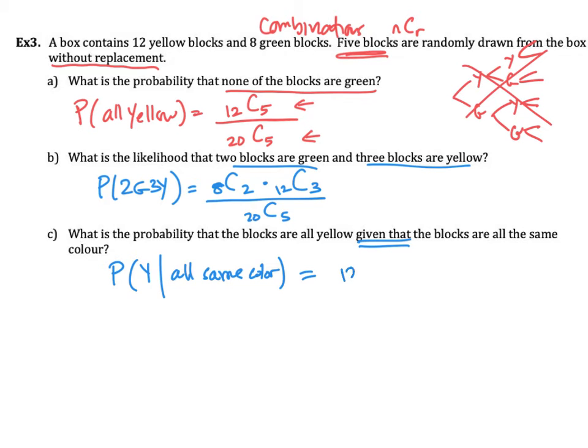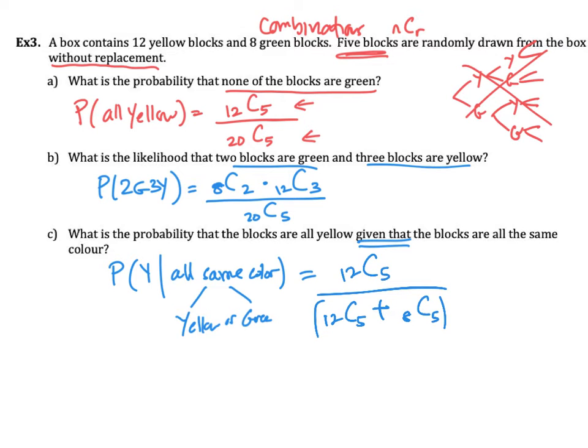is what? We have 12 yellow. We're choosing all 5 to be yellow, but all the same color means they could be yellow or they could be green. So the probability of yellow is 12 choose 5, or the probability that they're green is 8 choose 5. So that would be my final answer. If you plug it into your calculator, that's fine. Otherwise, you can just leave it like this. I just put parentheses here. It looks kind of funny. You didn't need that, so don't worry about it.